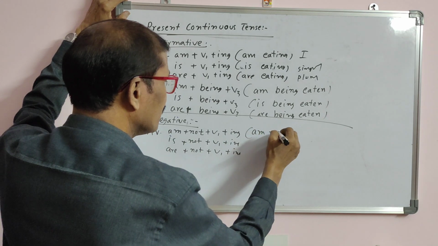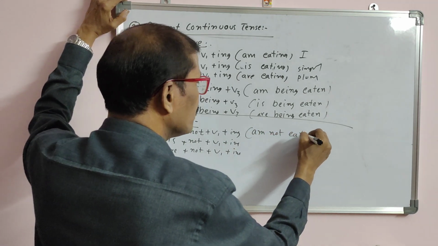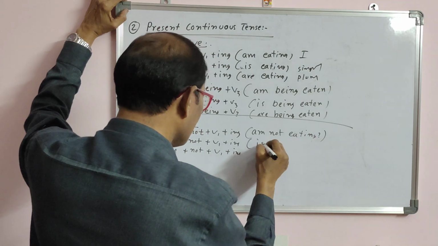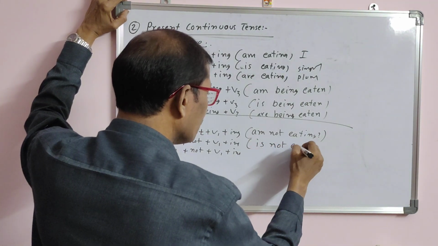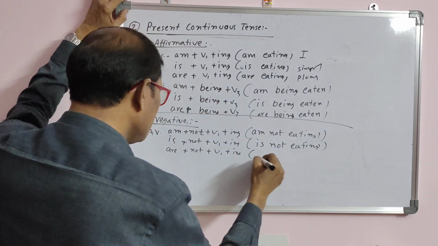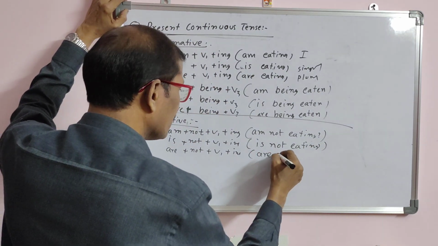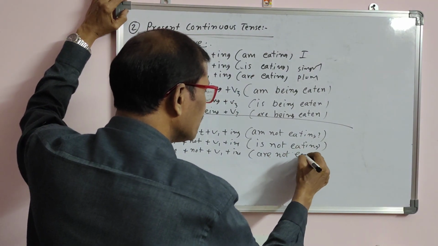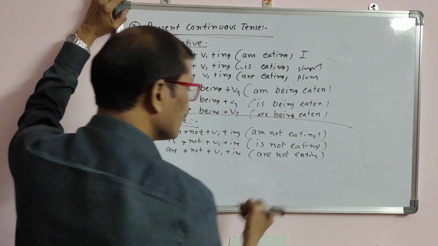Am not eating. Are you eating apples? I am not eating apples. Okay? Is she eating apples? No, she is not eating apples. Okay? Are they eating apples? No, they are not eating apples.